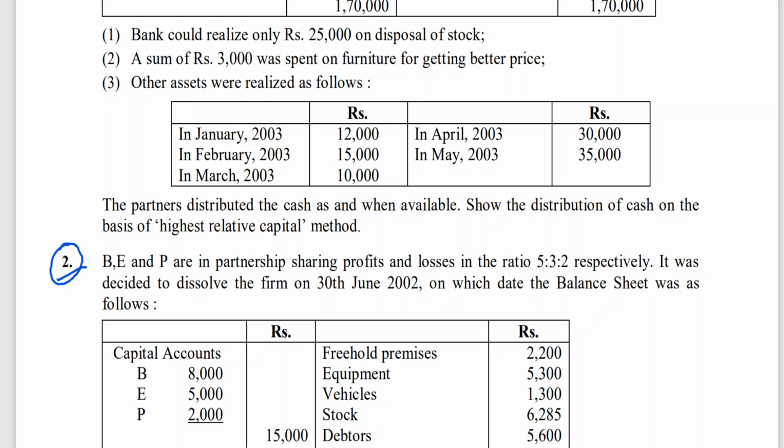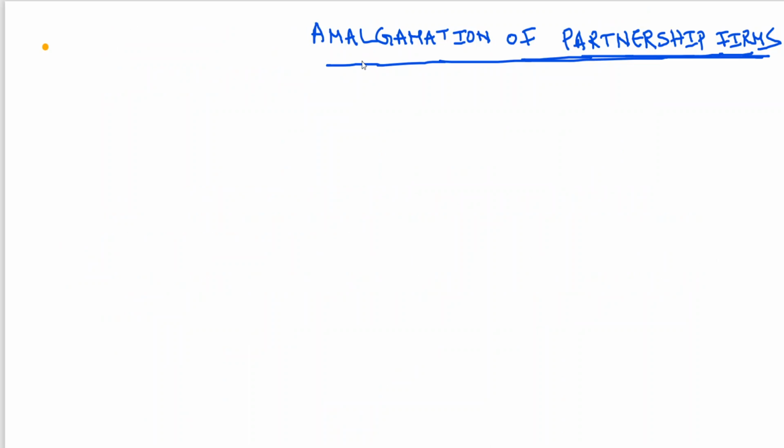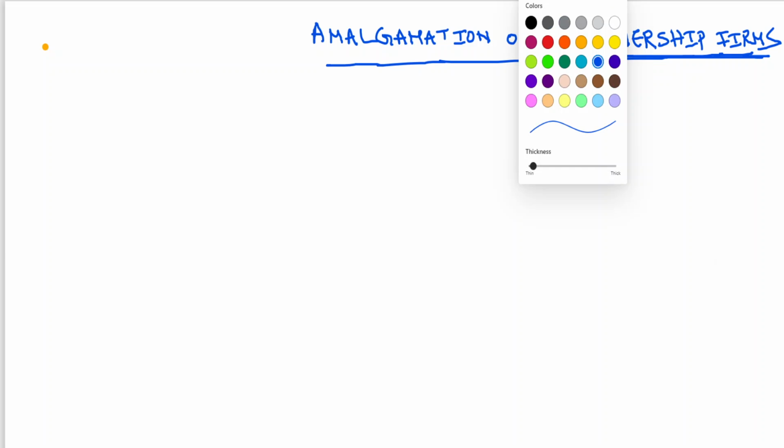So today's class, as I told you, I'll be telling you about amalgamation of partnership firms. Sir, what is amalgamation of firms? When two or more partnership firms join under common management, the partners of the old firms will become the partners of the new firm. The business of the old firms will continue as before, under a single name. Let me give a small example.